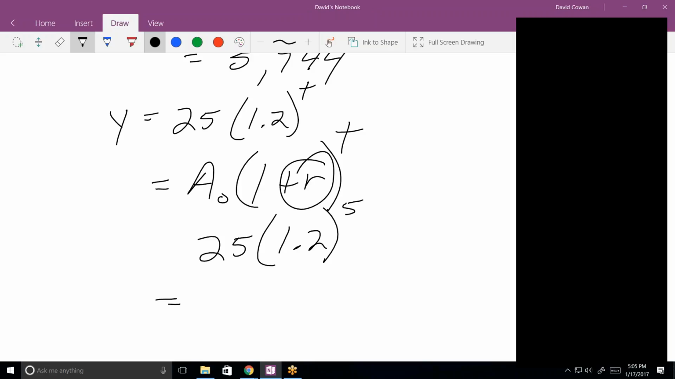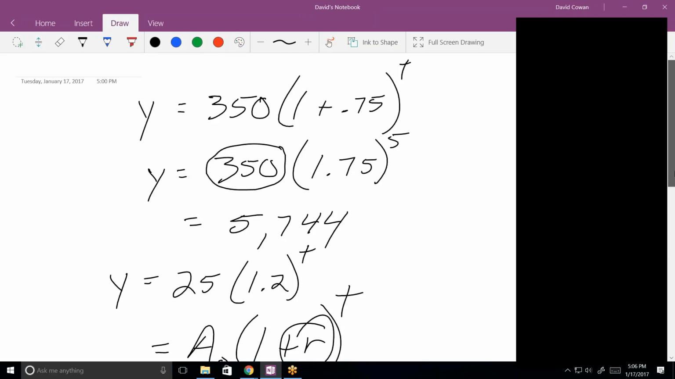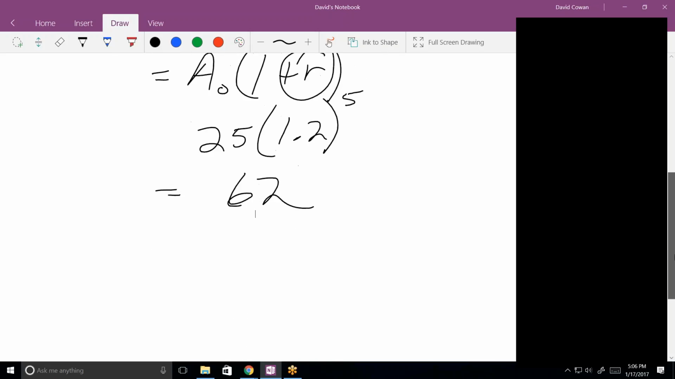Okay. Could be in the neighborhood of 50. 62. Yeah. And notice the difference between getting a 20% rate of return versus getting a 75% rate of return. 75% grows by almost a factor of 20, whereas when your R is just 0.2, it barely doubles it.